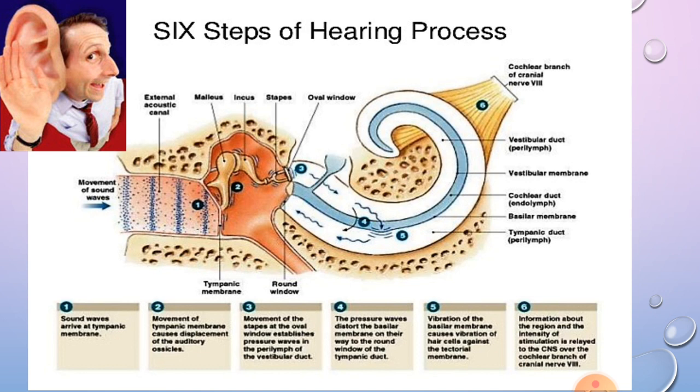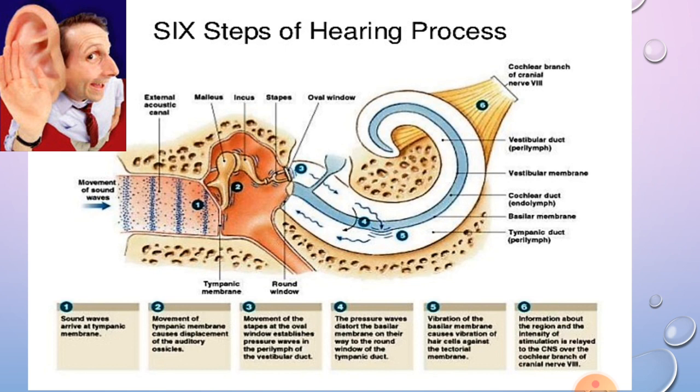Now, these are the 6 steps of hearing. This is also very important, and it can be an important SEQ in the exam also. Number 1, the sound waves arrive at the tympanic membrane. Number 2, movement of the tympanic membrane causes displacement of the auditory ossicles. 3, movement of the stapes at the oval window establishes a pressure wave in the perilymph of the vestibular duct.